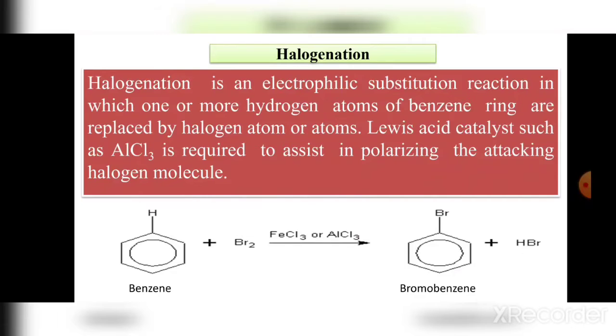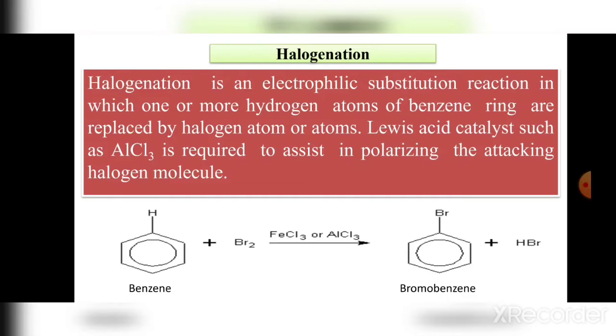What is meant by halogenation? Halogenation is nothing but the addition of halogen. Here halogenation is an electrophilic substitution reaction. Why is halogenation an electrophilic substitution reaction? Because here one of the hydrogen atoms of the benzene ring is replaced by a halogen atom. Therefore, halogenation is an electrophilic substitution reaction.